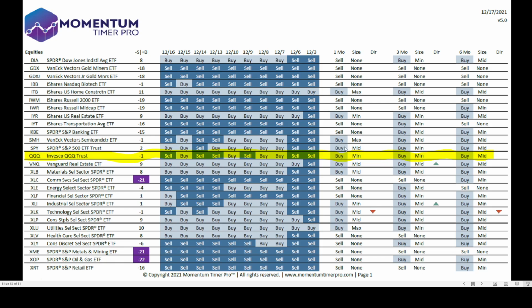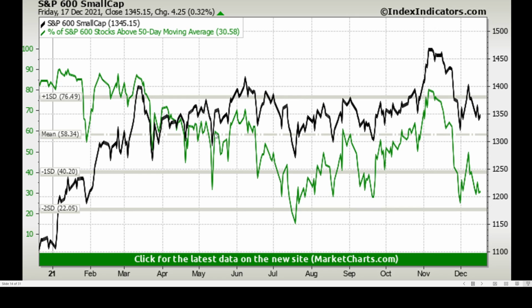And looking at the QQQ, looking at a 1 month window, it says minimum position size, 3 month window, minimum position, 6 month window, mid size. So it's telling you, these aren't max positions, just like the SPY is telling you to take some of that risk exposure off. It's just giving you another look at the markets. If you don't have time to look in detail, that's what is helping you out.